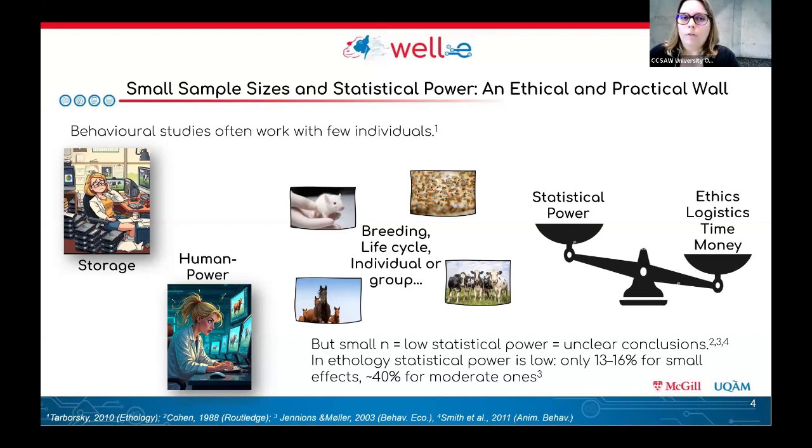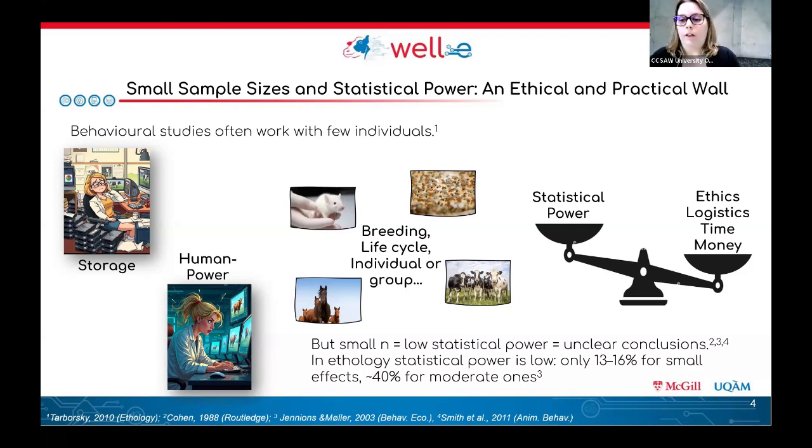And in our field, we often come up against, if I can say, a wall. So it's a small sample size, because a sample size is not always based on the statistical aspect. So we end up with a low statistical power in our analysis. And currently in ethology and behavioral ecology, the average power to detect a small effect is around 13 to 16%, and for a moderate effect it is around 40%.